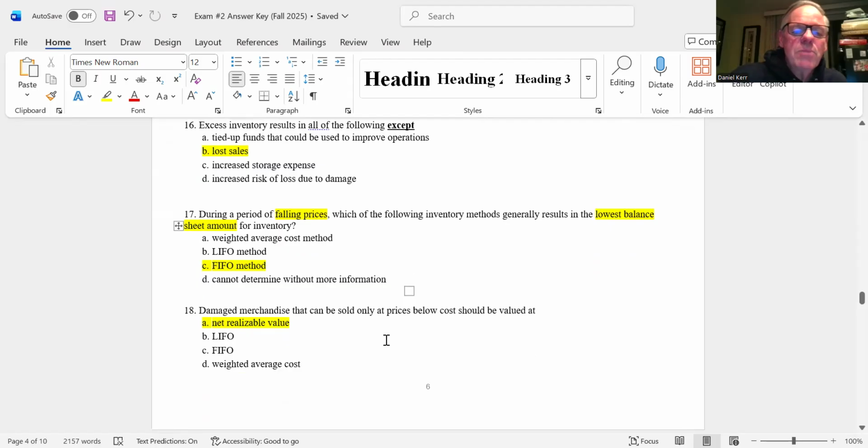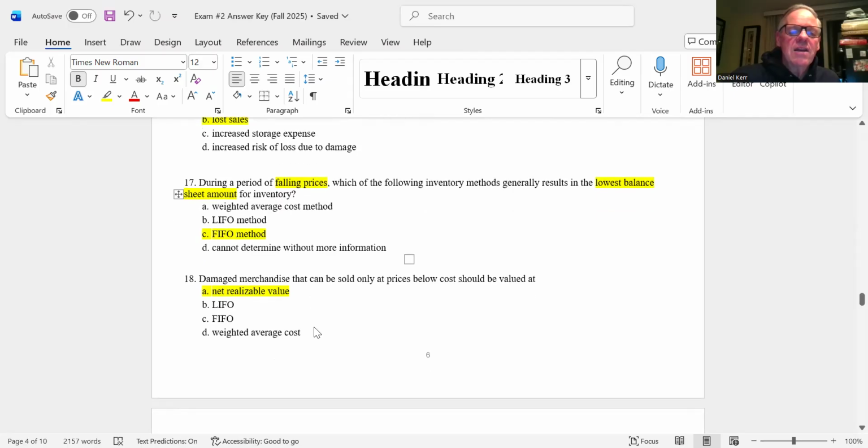Number 18, damaged merchandise that can be sold at prices below cost would be valued at net realizable value. Net realizable value, you take what you could possibly sell it for, you subtract out of that the cost of selling it, and that gives you the net realizable value. If you've got damaged inventory where the net realizable value is going to be below the cost of that inventory, you're going to record it at net realizable value. So the answer, damaged merchandise should be valued at its net realizable value. So the answer there is A.